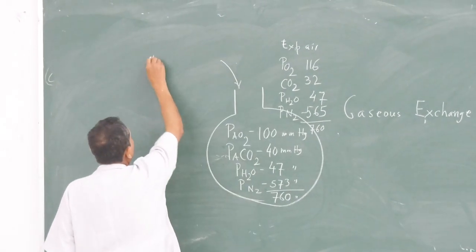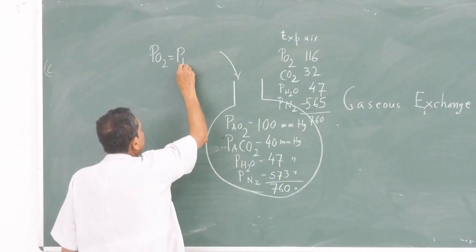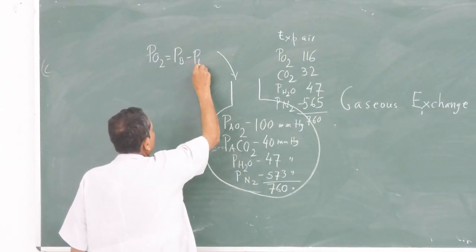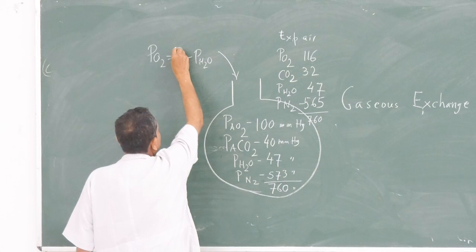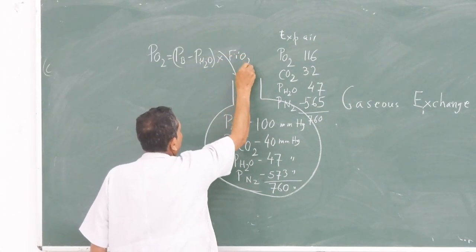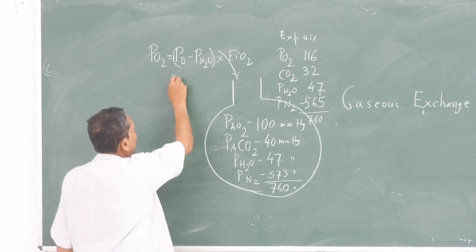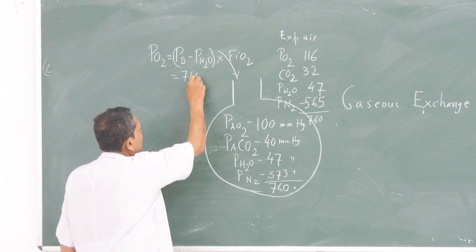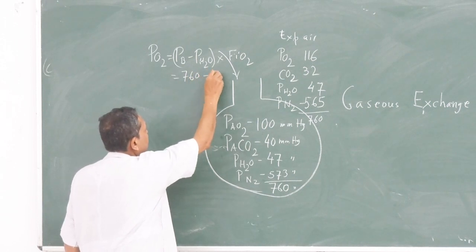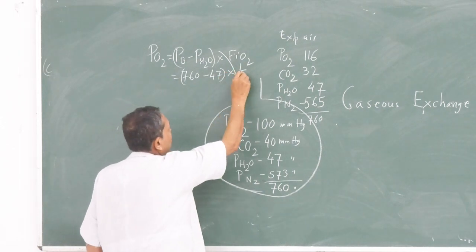Now this PO2 is equal to PB minus PH2O multiplied by FiO2. Suppose 760 minus 47 into this fraction, roughly 1/5.